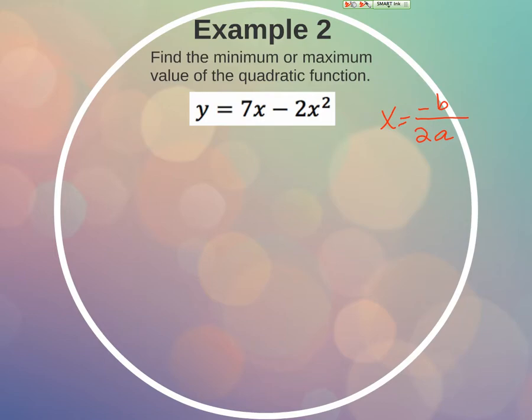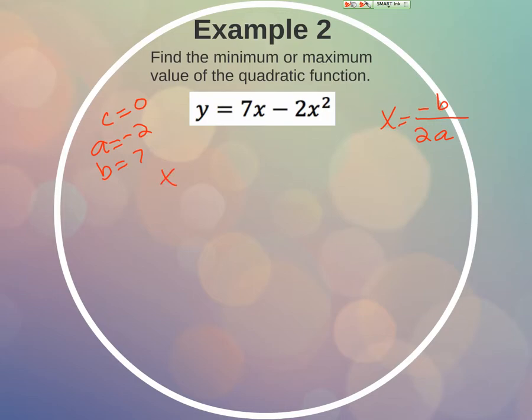Alright, so hopefully we noticed that this was not in descending order. So that means that the A is negative 2 and B is 7. C is 0, but we don't really even need C for our axis of symmetry. Did you guys all catch that? That was the curveball.